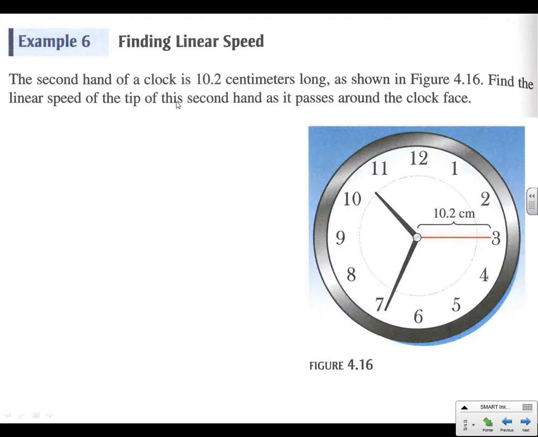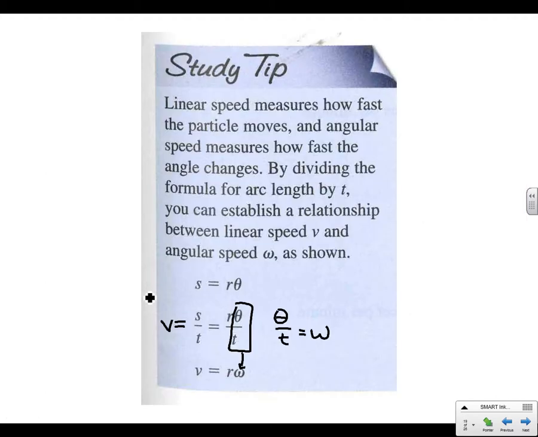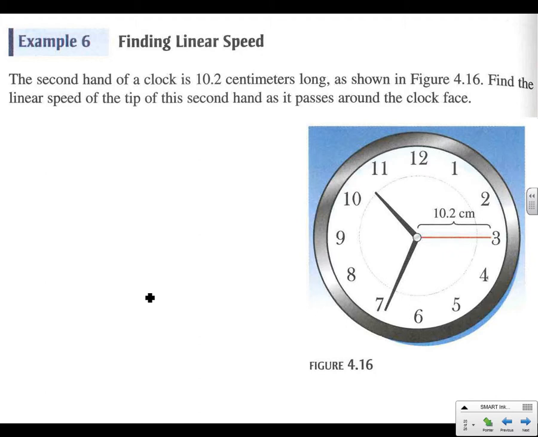The second hand of a clock is 10.2 centimeters long. Find the speed of the tip of the second hand as it spins around. All right, so we know that. Let me spin back so we have our formulas. V equals R theta over T. I'm going to use this one. R theta over T is our V.